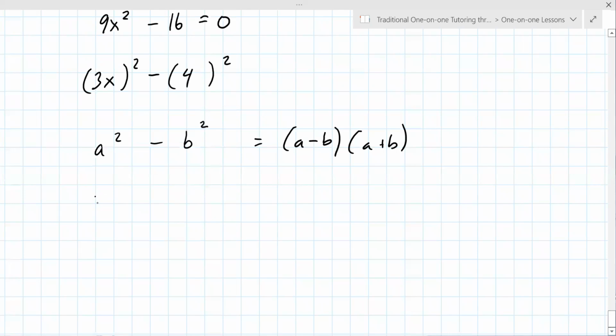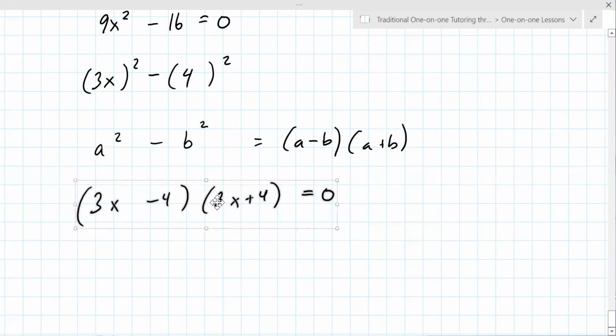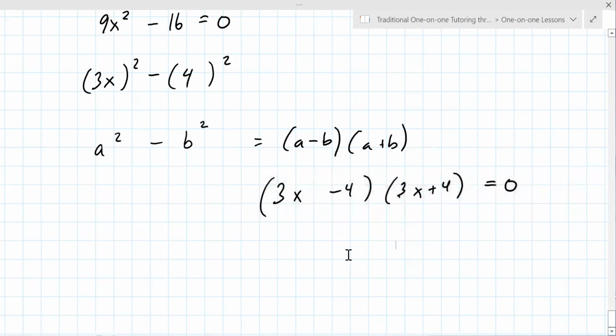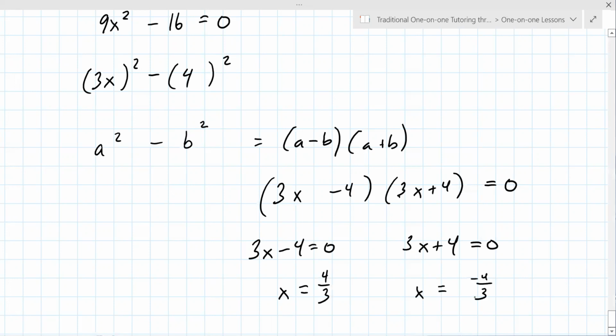So then, would you be writing 3x minus 4 equals 0? Yes. And then 3x plus 4 equals 0. Because you're not done. You're solving. Solving means get an x by itself. So can x equal a fraction? Sure. Okay, so then I guess x equals 4/3 and negative 4/3. Yes. And this is called difference of squares.